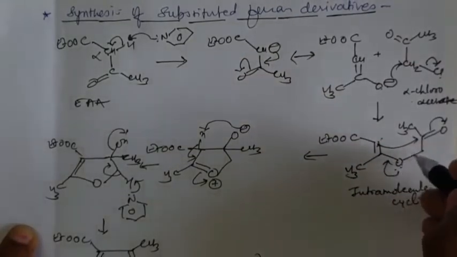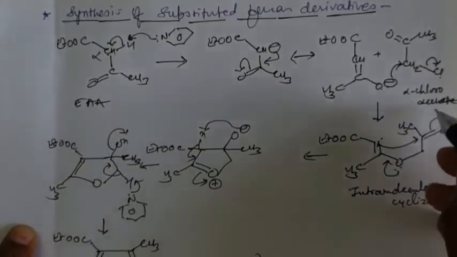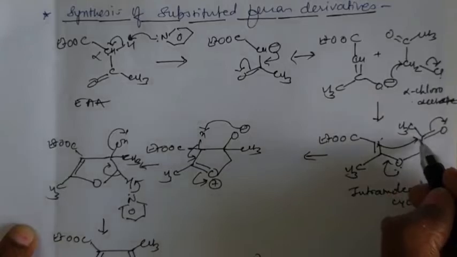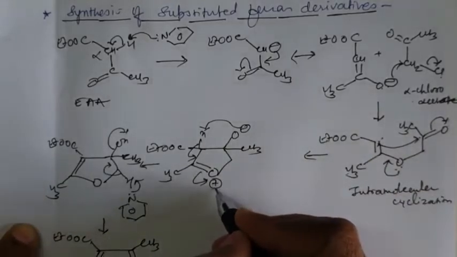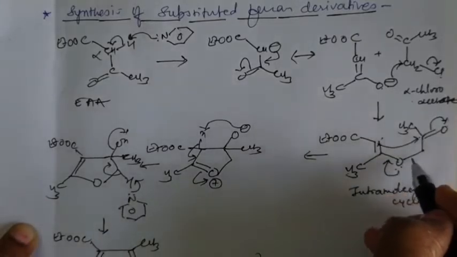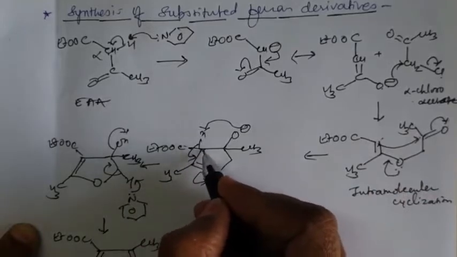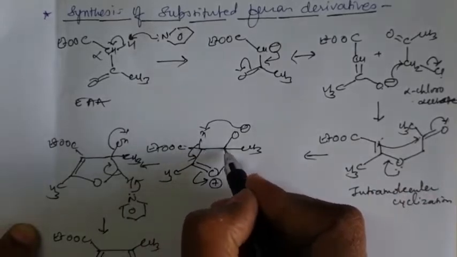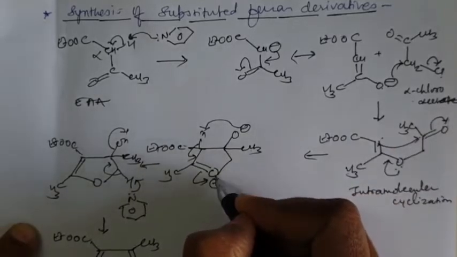Now it is O minus, which forms a bond with the CH2, C double bond O CH3. Again intramolecular cyclization takes place. The pi bond attacks this carbonyl carbon, and it becomes O minus. So here is the next compound formed, which is a 5-membered ring: 1, 2, 3, 4 and 5. CH3 remains as it is, COOEt remains as it is. Now it forms a bond with this carbon and it becomes O minus, CH3 CH2O.